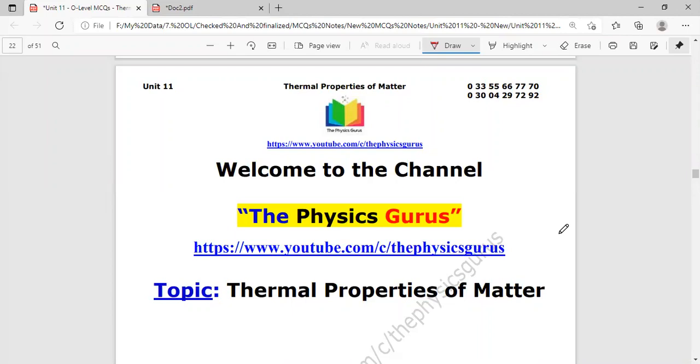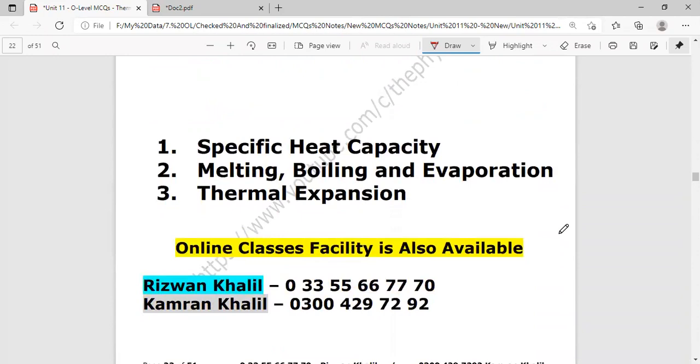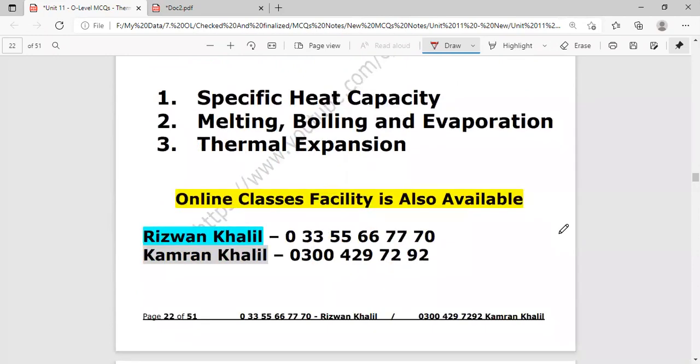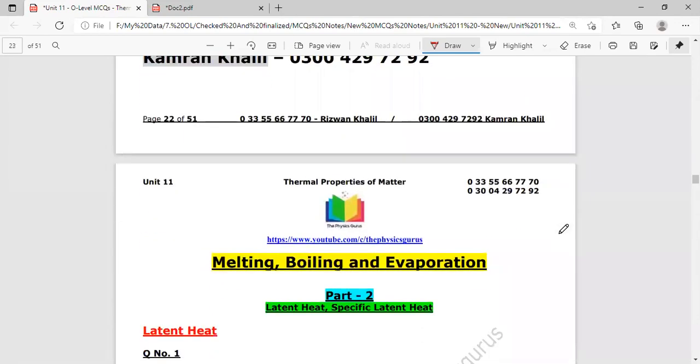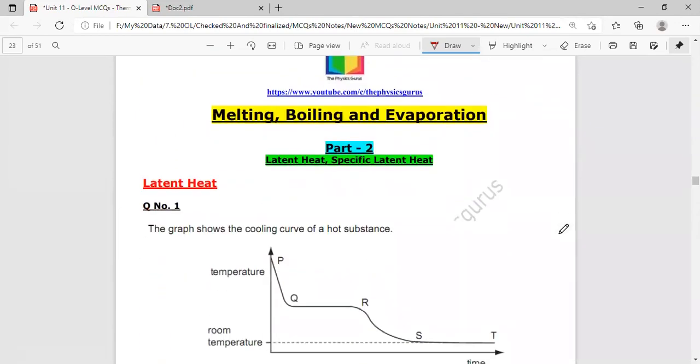Today we will continue to discuss the MCQs related with the topic thermal properties of matter of O level and IGCSE physics. Already we have done the topics of specific heat capacity, then change of state of matter from one state to another state, that is melting, boiling, condensation and freezing. Now we will continue to the topic related with the latent heat concept.